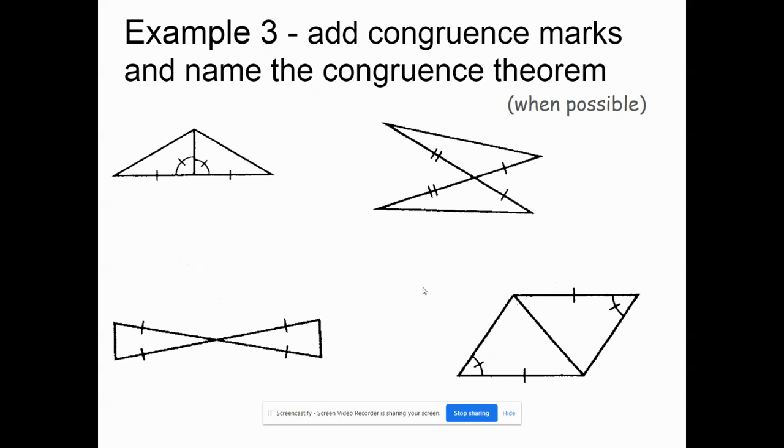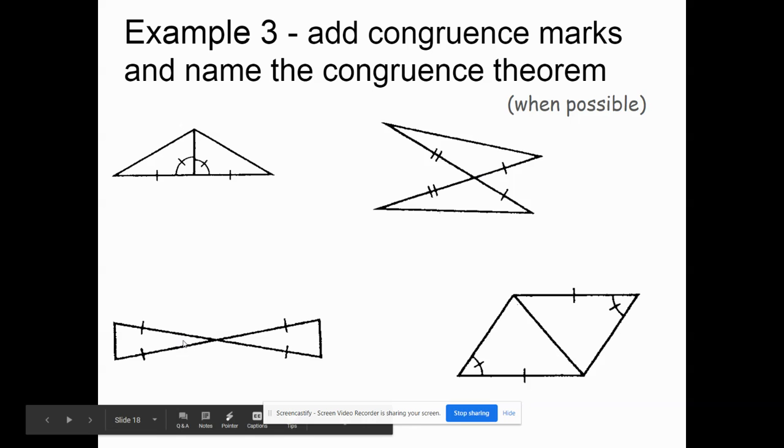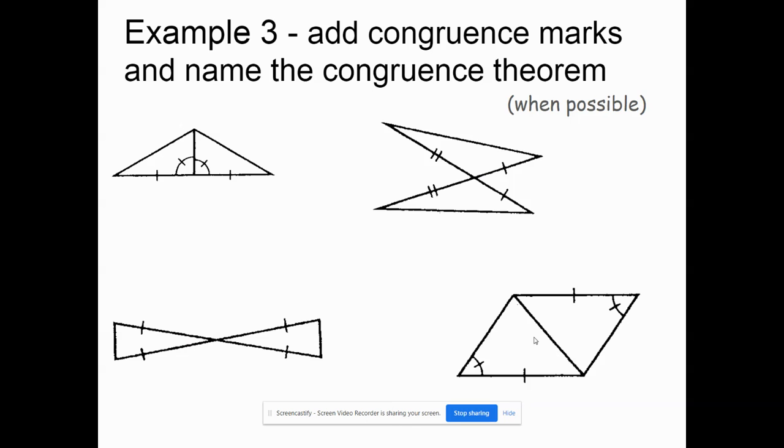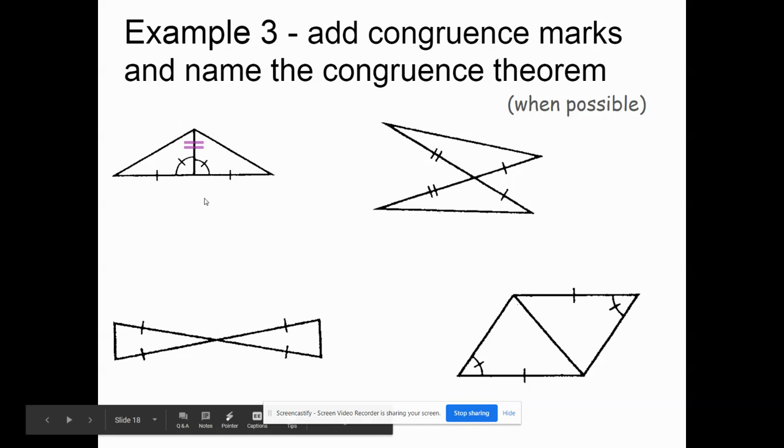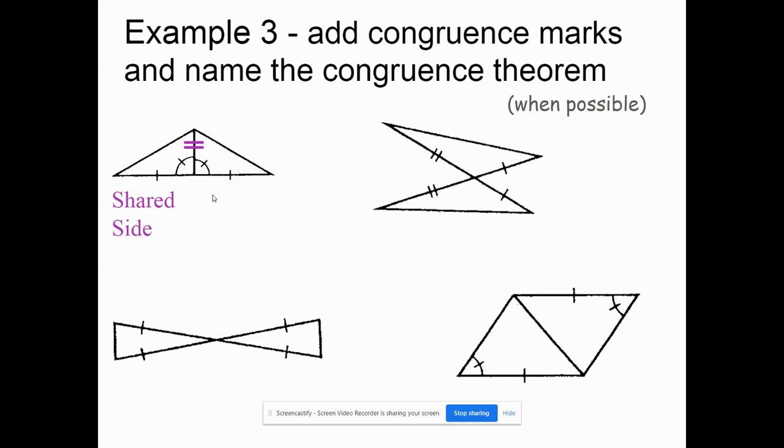So here, I could add some tick marks. I could add a tick mark here. I could add a tick mark on these two angles. I could add a tick mark on these two angles. And I could add a tick mark on this side. So there's my shared side. This would be side, angle, side.